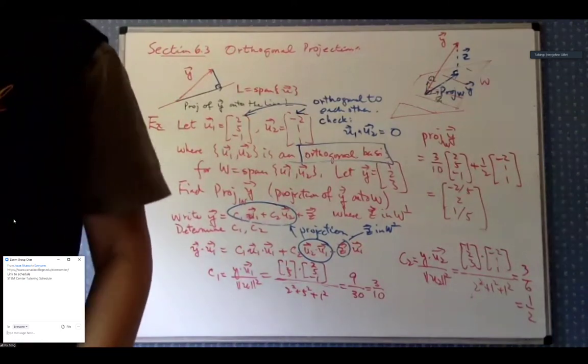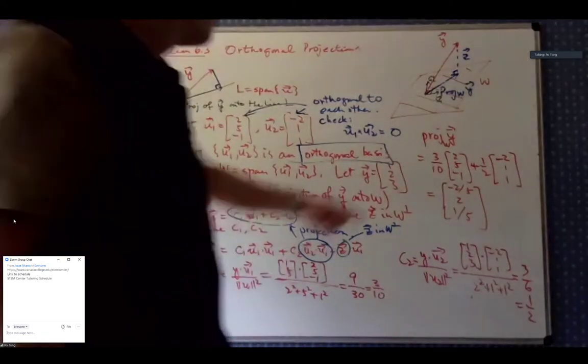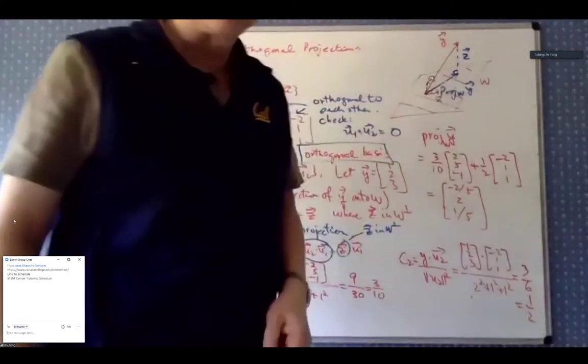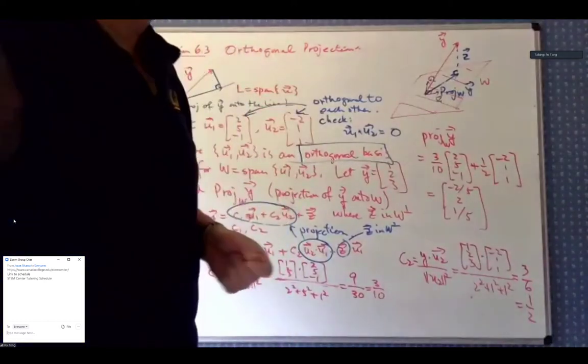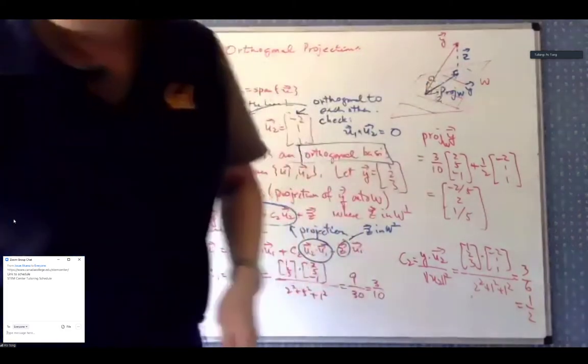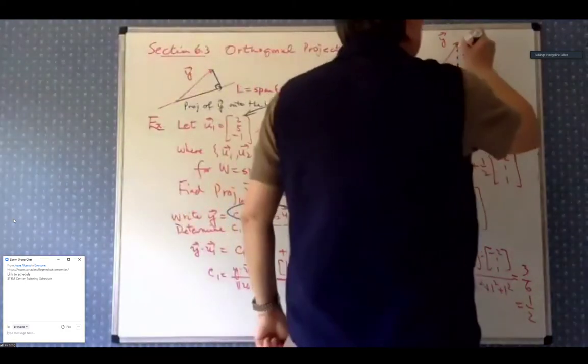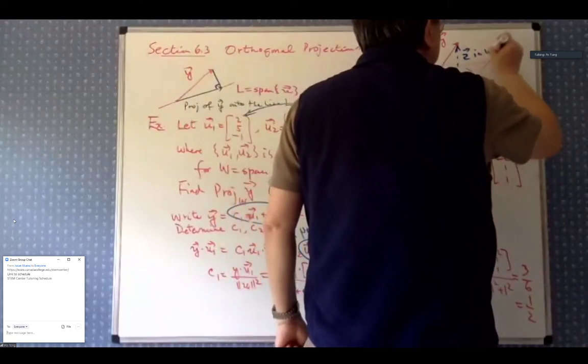What about Z? C is not part of the projection. It's the leftover. C is from here to here, this other vector. Oh, okay. C is in W perp. Okay.